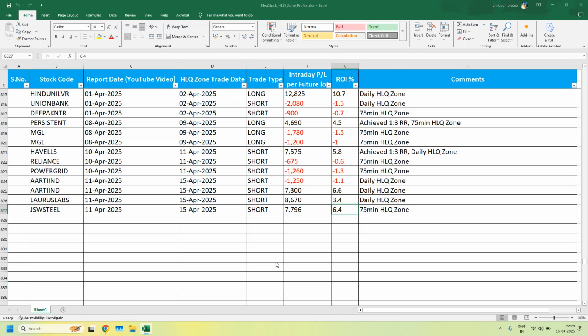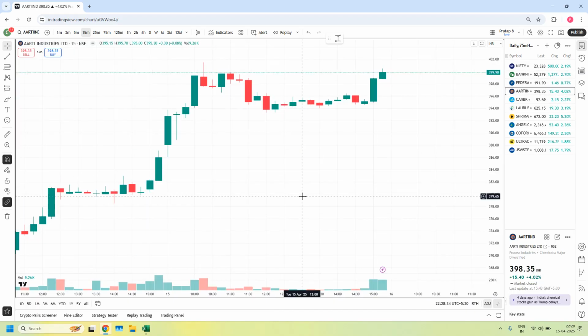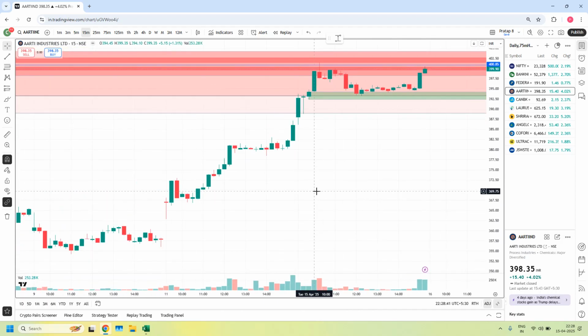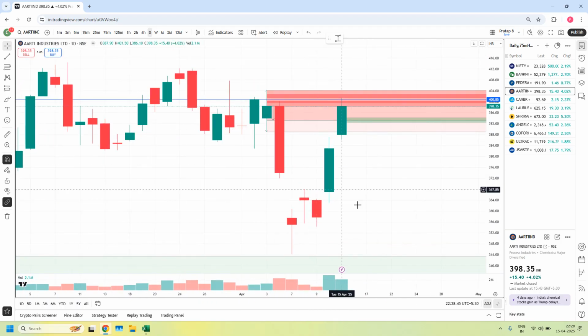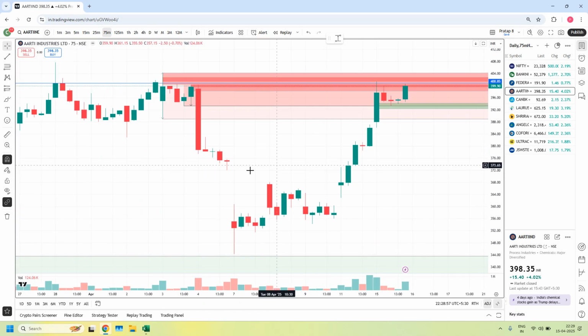The next one we got is Aarti Industries. In Aarti Industries, we got two trades. One is a stopped out trade and one is a successful trade. Okay, Aarti Industries is a daily high liquidity zone. How did our software identify it? As a rally base drop. So this is what our software identified. And this one is fine-tuned with the 75 minutes time frame.